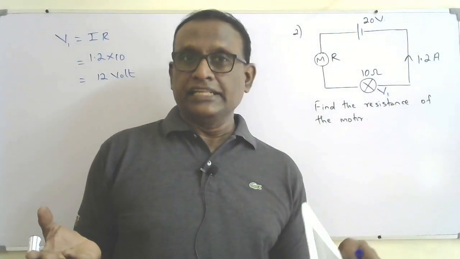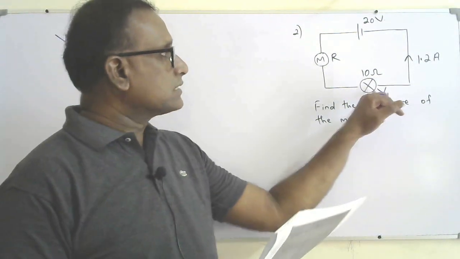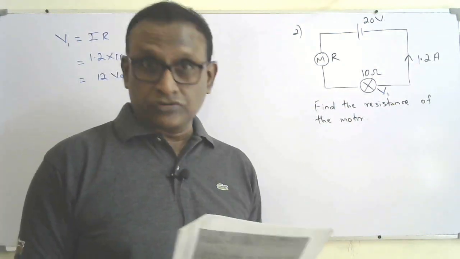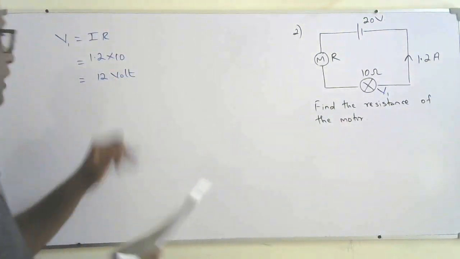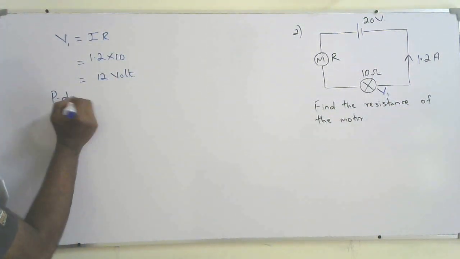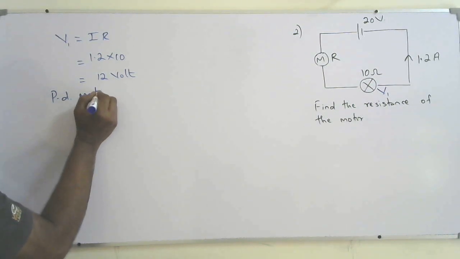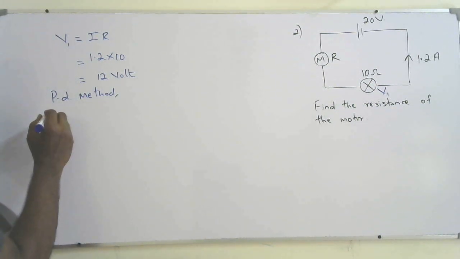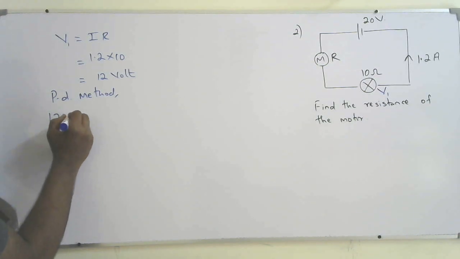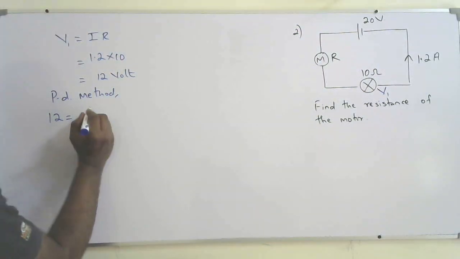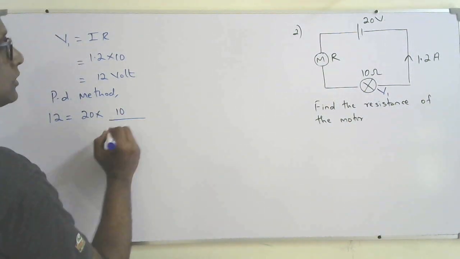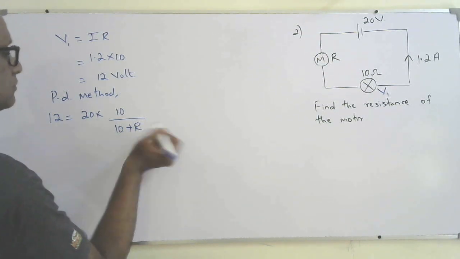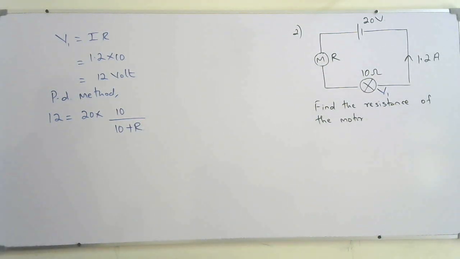Now use the potential divider method. That means the voltage will be divided across the motor and the bulb at the ratio of their resistance. I know the resistance of the bulb 10 ohm and the voltage across it. I found it now. So use the potential divider. Shortly, right? Potential divider method. If I use the voltage across the bulb, that is 12 volt, 12 is equal to the total applied voltage 20 into the resistance of the bulb, that is 10, over the total resistance 10 plus R. Okay, so that's the potential divider method I'm using, for the voltage of the bulb.